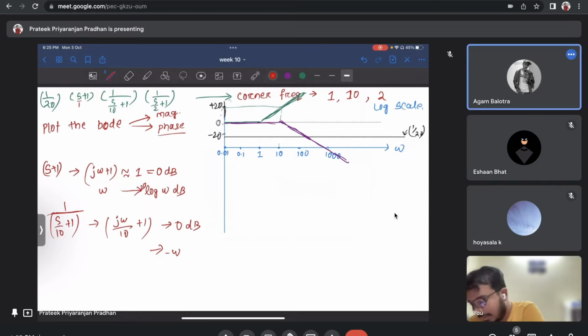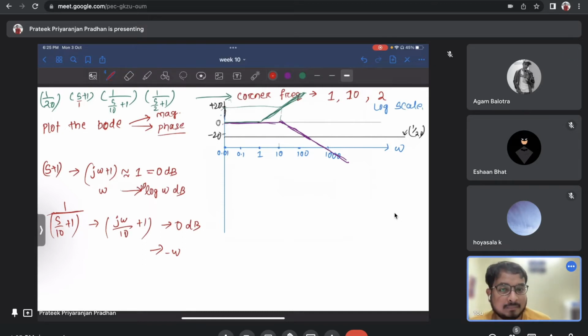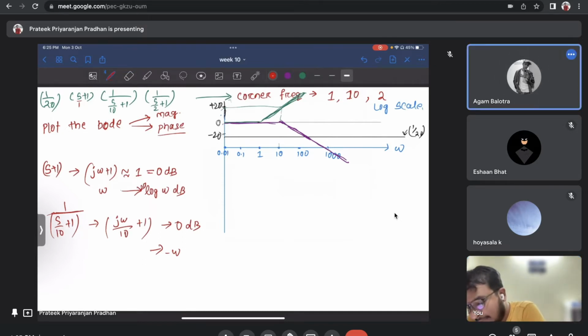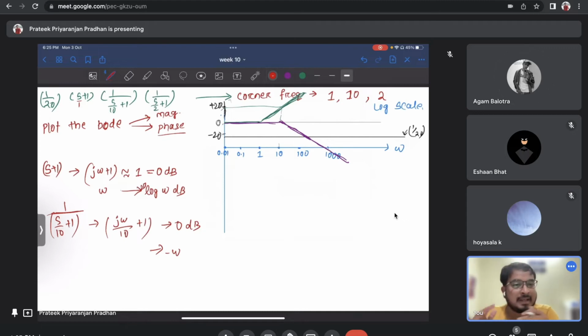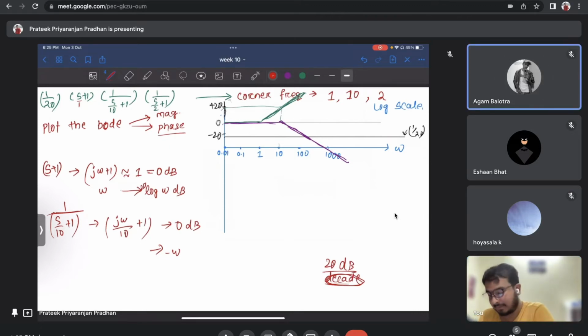Omega. So in dB scale, it will be 20 log omega dB. When my logarithmic scale is there, this will be at 20 dB per decade. Decade means 10. Like here we are analyzing for 10 times multiple. Yes. So that's why it's positive.